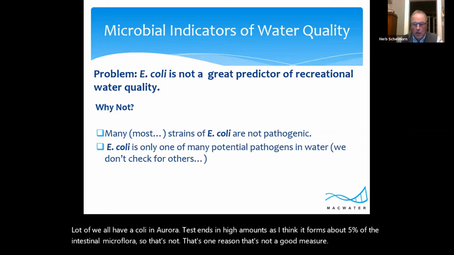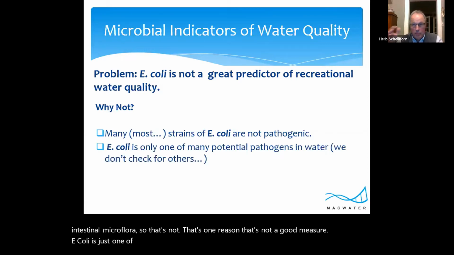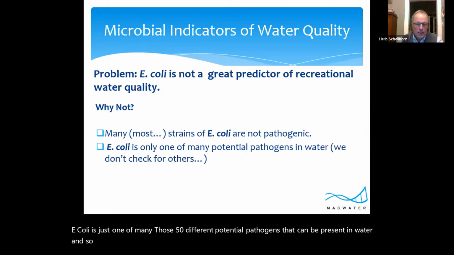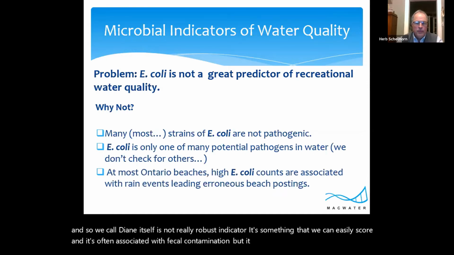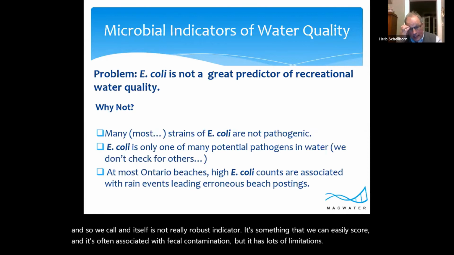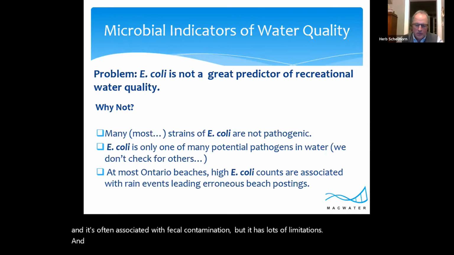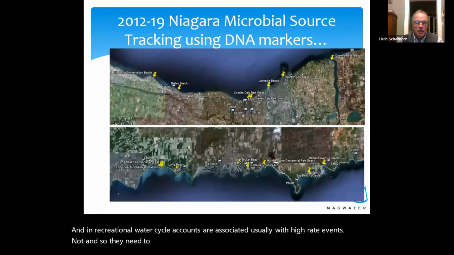E. coli is just one of many. There's 50 different potential pathogens that can be present in water, and so E. coli in itself is not a really robust indicator. It's something that we can easily score, and it's often associated with fecal contamination, but it has lots of limitations. And in recreational waters, high E. coli counts are usually associated with high rain events, and so they lead to misclassification of beach safety.